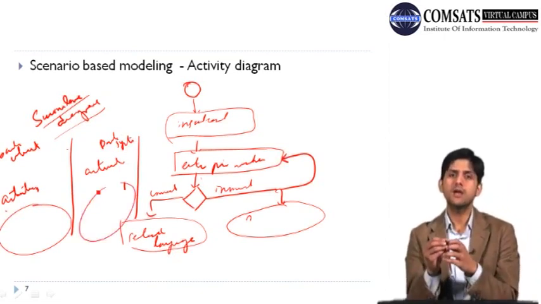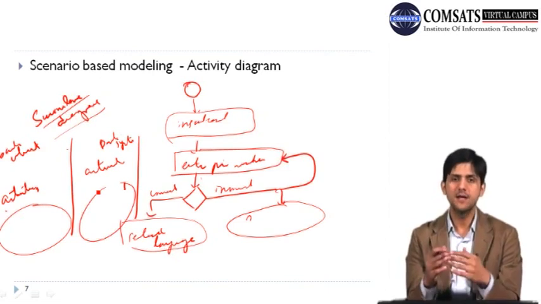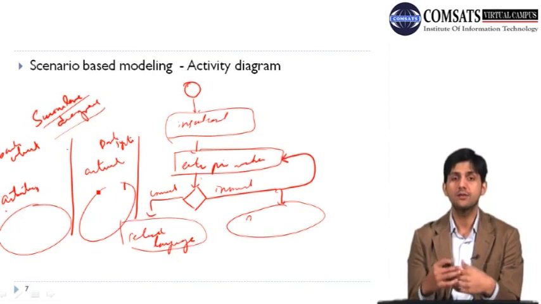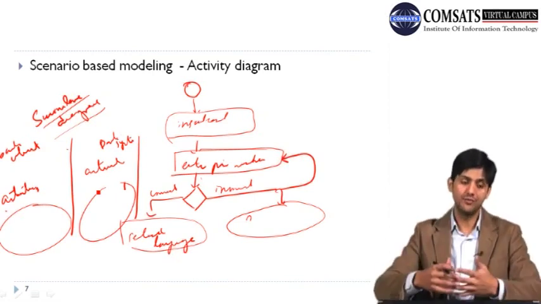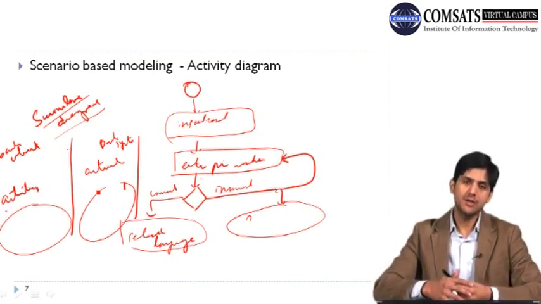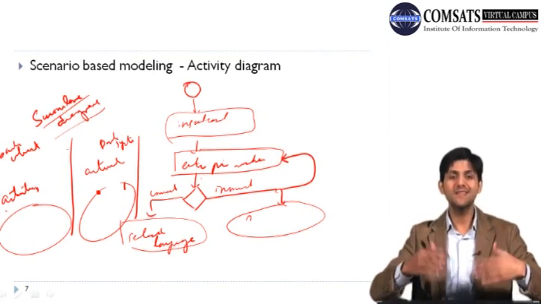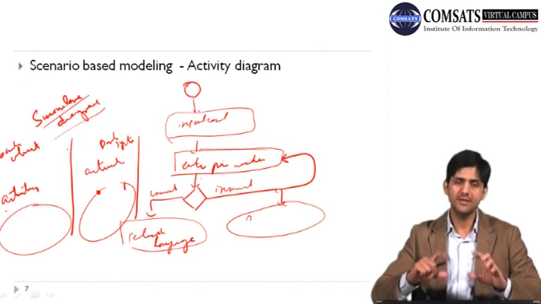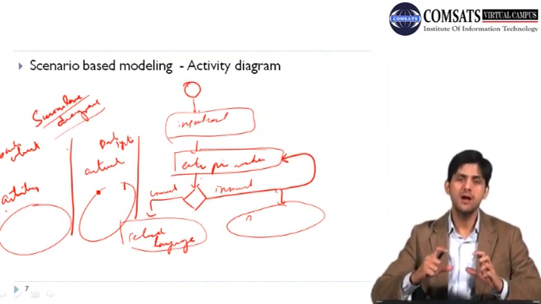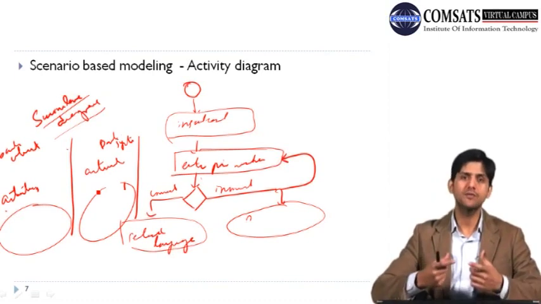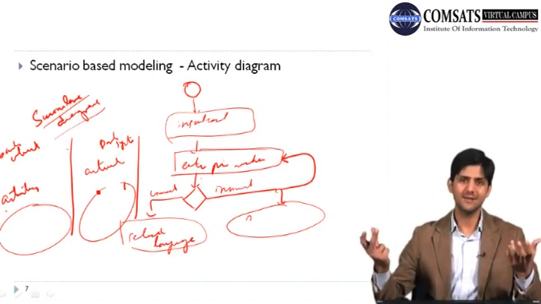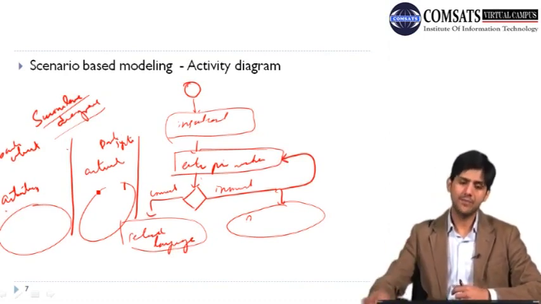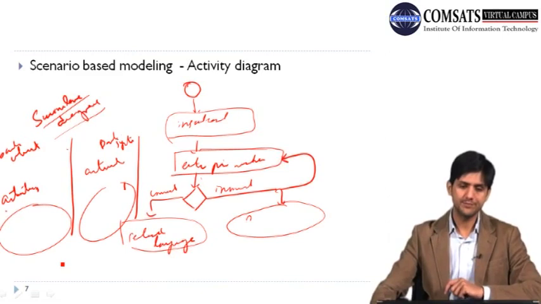Because this is scenario based modeling, it revolves around the user, and we are trying to gain understanding about the system from the user's point of view. So when we make this swim lane diagram, we want to know which actor is responsible for these actions, and what kind of output or input we expect from these different actors. So this is what it's about. So that was scenario based modeling that we talked about.